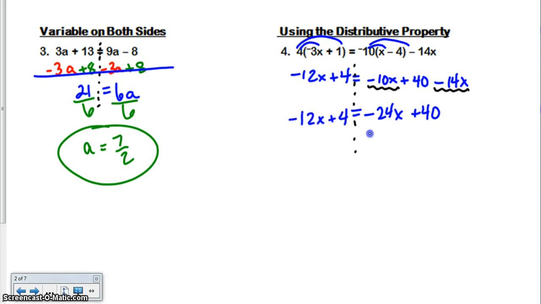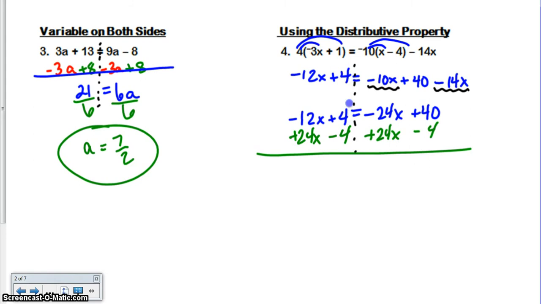So, it doesn't really matter, but I'm going to bring the x's to the left this time. So I'm going to add the 24x, so my x's combine to the left. And if I brought the x's to the left, that means the constants need to go to the right. So I'm going to subtract 4. And I notice some things canceling out. And let's see here, that ends up being 12x equals 36. And then final step, divide by 12 on both sides. And you get x equals 3, I believe.